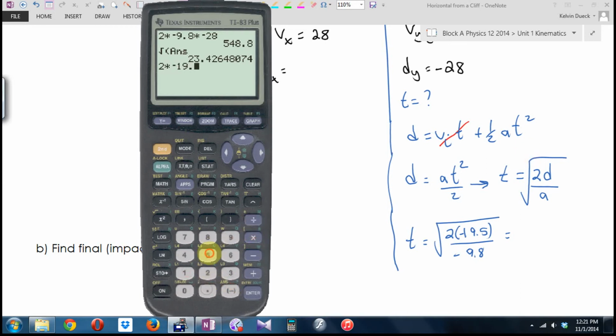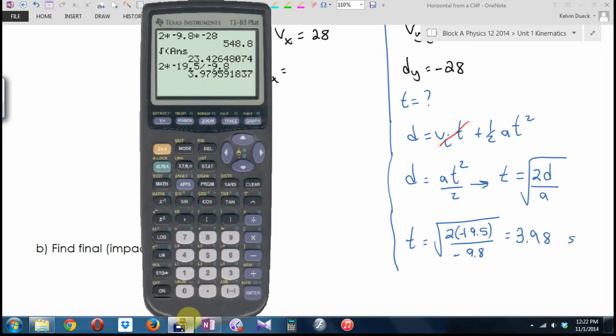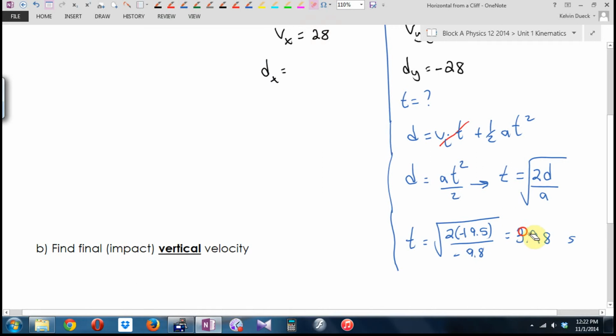Negative 19.5 divided by negative 9.8, and I get 3.9795. You know what? I'm going to go 3.98 seconds. Let me double check that. Is that right? Oh, I forgot to square root, Mr. Dueck. How about you square root? Good gosh, I am fighting a cold. That seemed a little high to me.